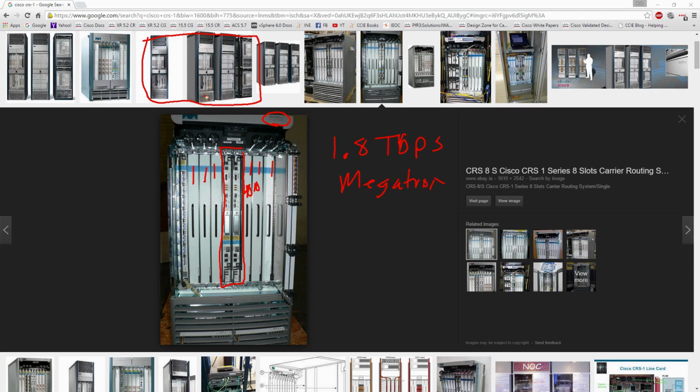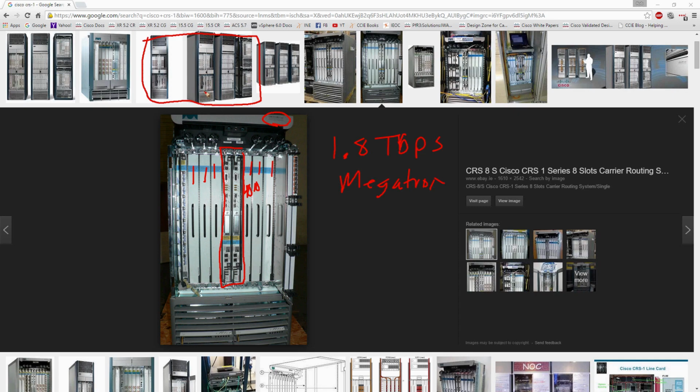That's how big the router is. And I'm willing to go out on a limb here and state that if you're dealing with one of these routers, it's very possible, not a guarantee, but very possible, that if you're watching this video, you might actually be transiting your traffic through a CRS router to get to where you're at.